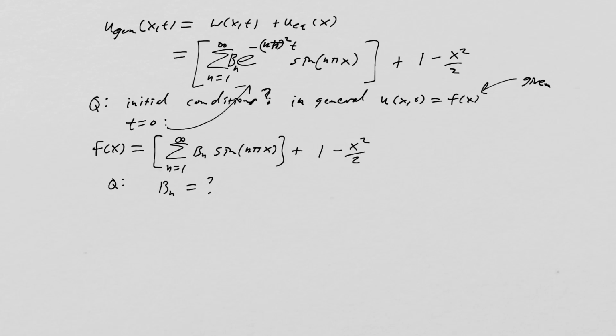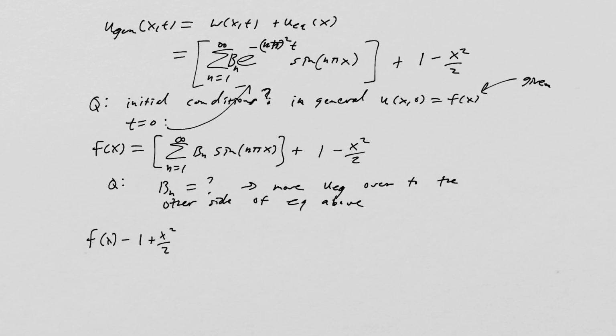All right, so the question then is now, how do we determine the b_n's? Well, the answer is, of course, we have to move u_eq over to the other side of the equation above. So we get f of x minus 1 plus x squared over 2. So that whole thing is now equal to the Fourier sine series.